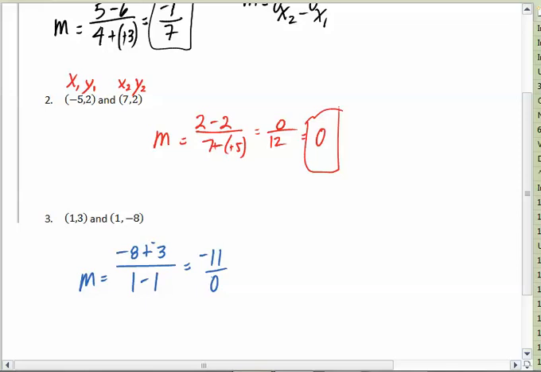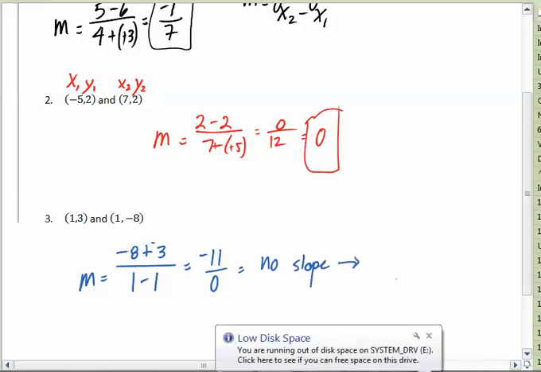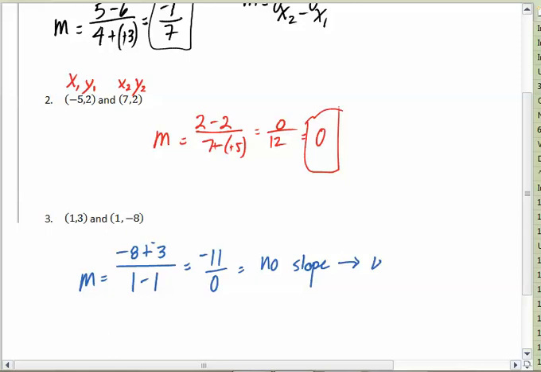Now, this time the 0 is in the denominator. Well, that doesn't mean the slope is 0. That actually means that there's no slope on this line. There's no slope. In fact, we call that undefined. The slope is undefined. So that's what we have to write about that. We can actually say it's no slope, but I prefer undefined.